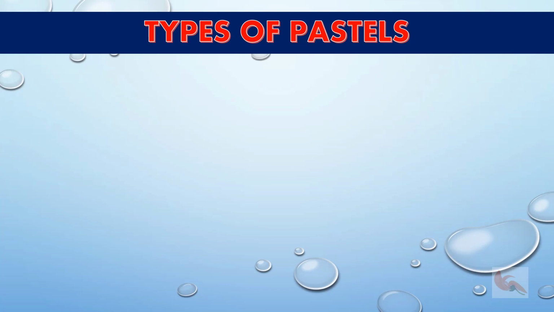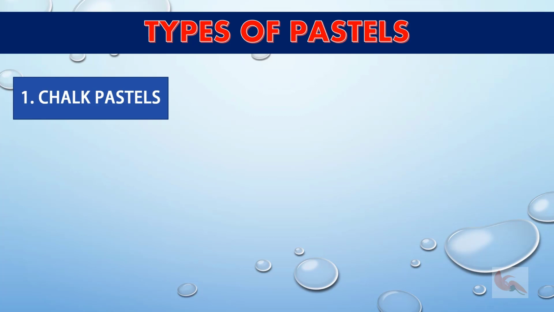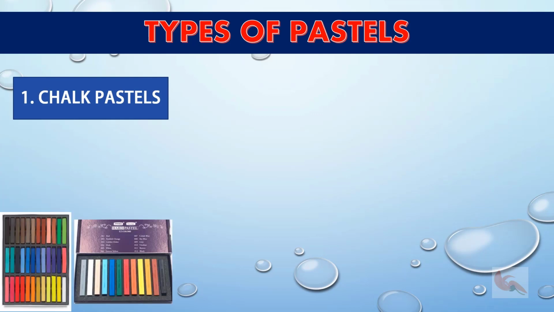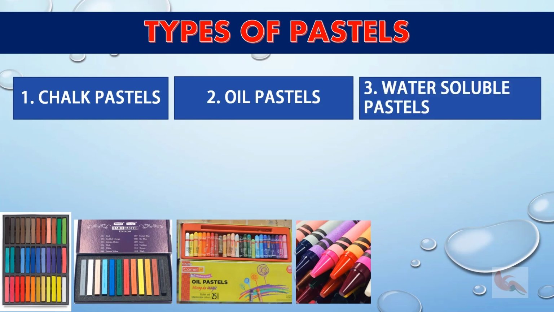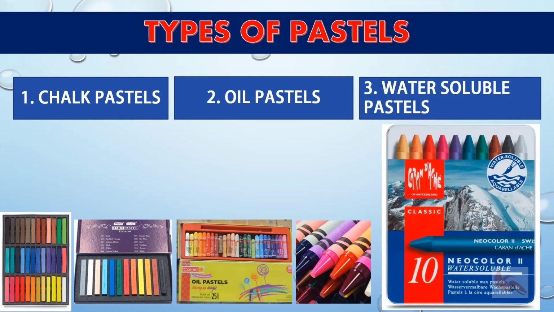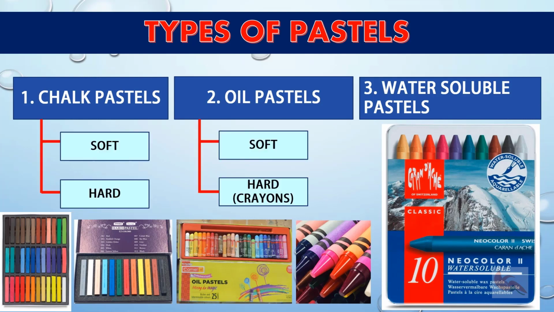Let's see the basic types of pastels. Pastels broadly are of three varieties: chalk pastels, which are a bit dusty, which are also referred to as soft pastels, though they come in two varieties, soft and hard. Then there are oil pastels and water soluble pastels. Both the chalk variety as well as the oil variety again come in soft and hard form.